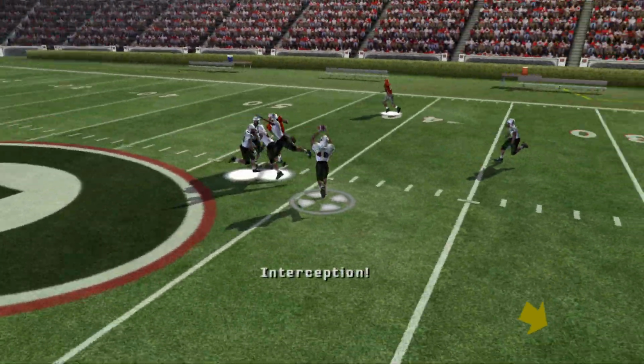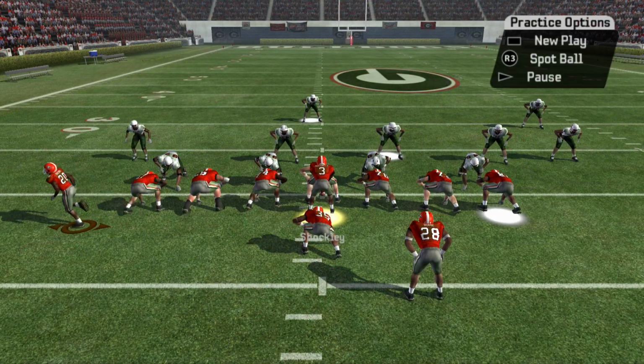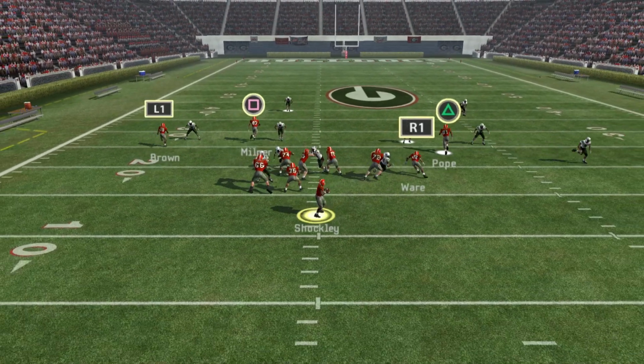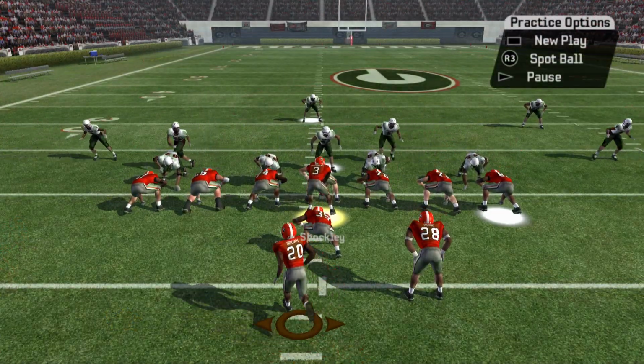And that was a terrible throw. He must have got hit when he threw it. We could try that again. Again, this is why you go to practice mode. You just move people around and you rep things. Just got in front of that one. We can try that one again.